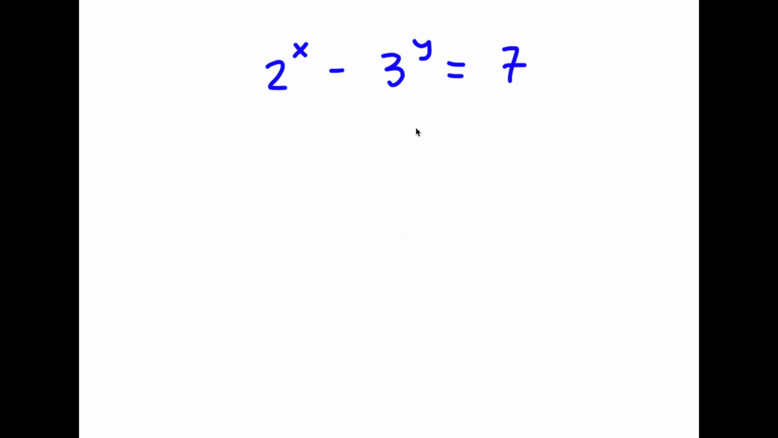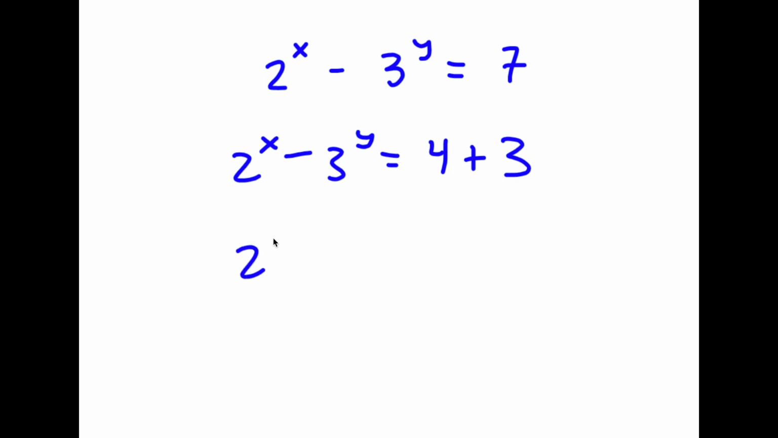Alright, so in this problem, I have 2 to the power of x minus 3 to the power of y is equal to 7. So I'm going to first start by rewriting 7 as 4 plus 3. So now I have 2 to the power of x minus 3 to the power of y is equal to 4 plus 3. And 4 is the same thing as 2 to the power of 2, 2 squared.